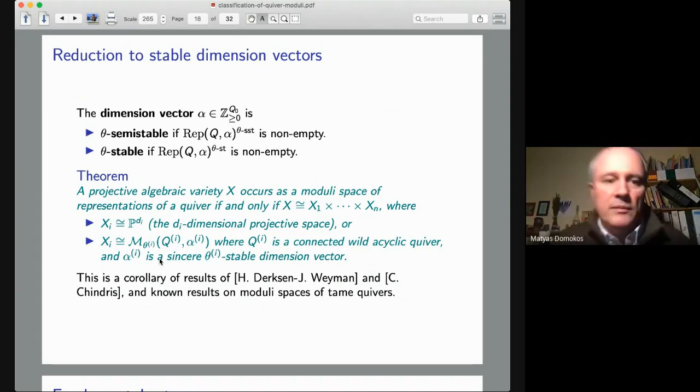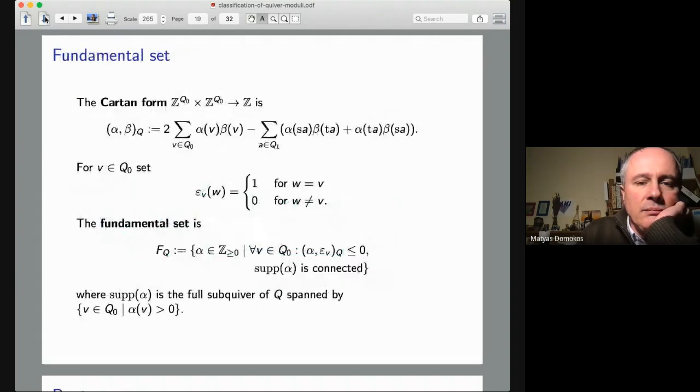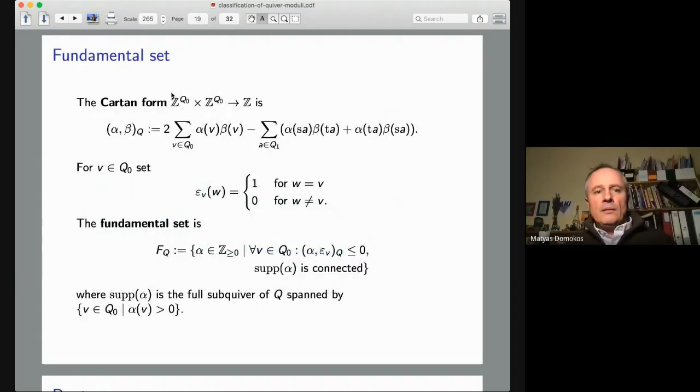So we have projective spaces, moduli spaces for weights and dimension vectors where the dimension vector is stable with respect to the given weight, and products of such varieties. Now we need to recall some facts about dimension vectors.